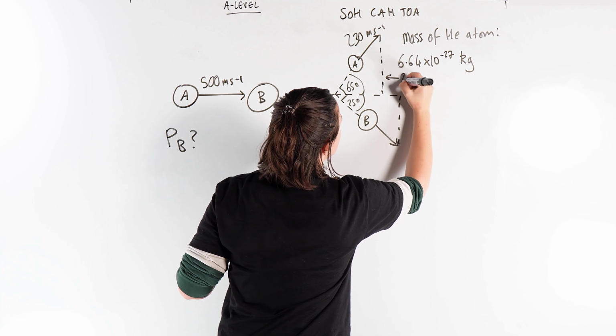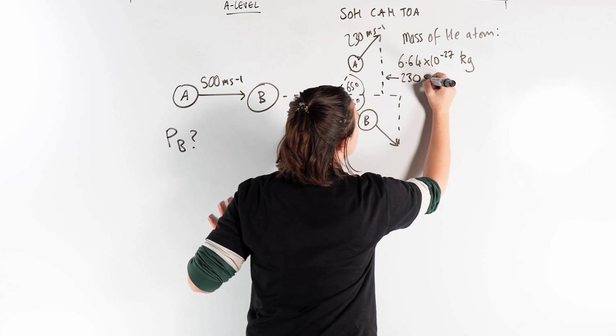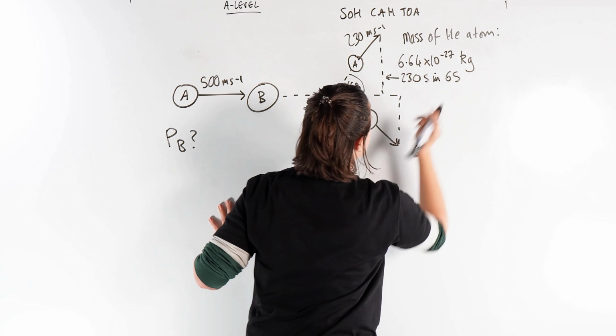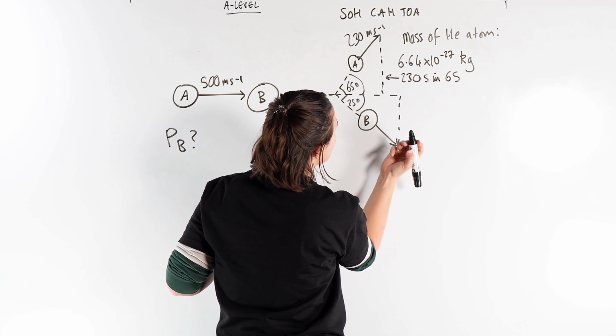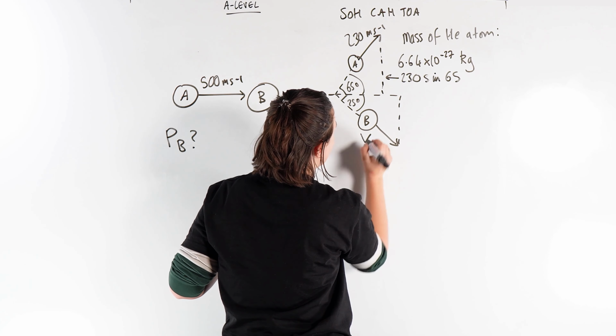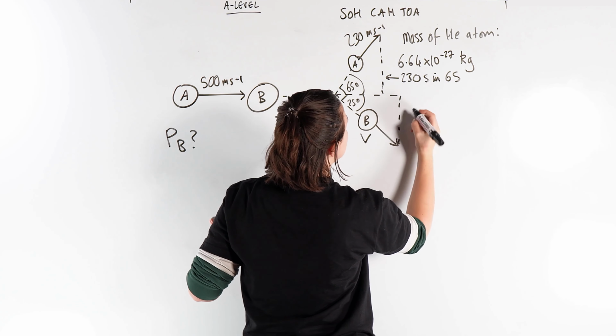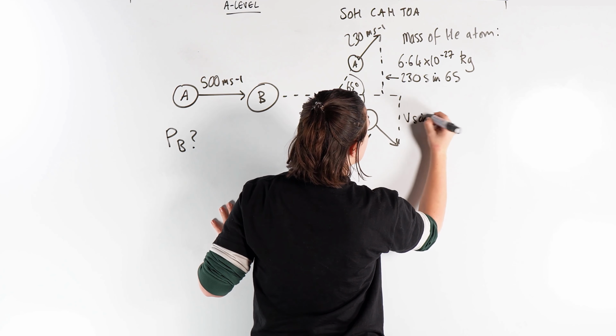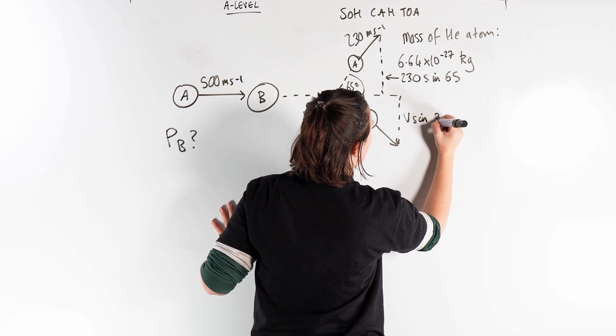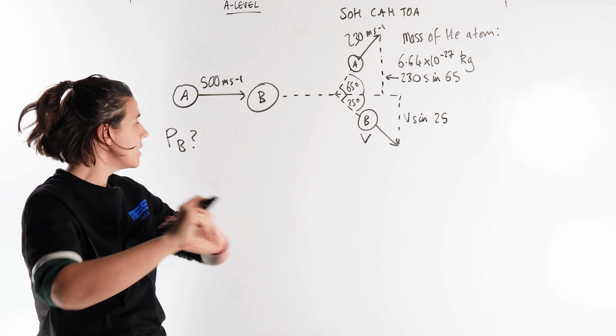So that would be the opposite. So that's going to be 230 sine of 65. This one here, I'm just going to call this vector V, because I don't know what it is. So it's going to be the opposite, so it would be V sine of 25.